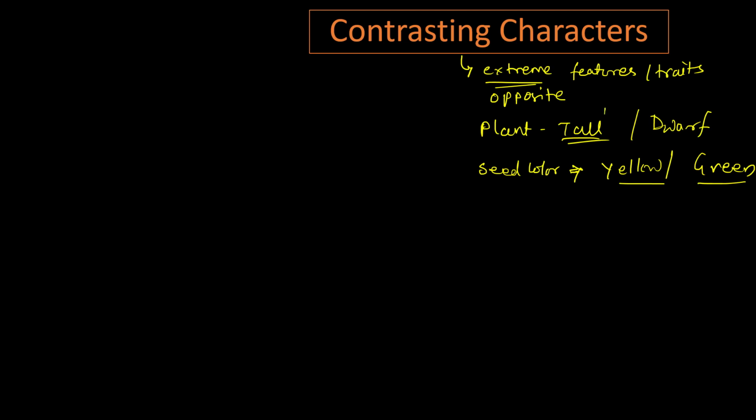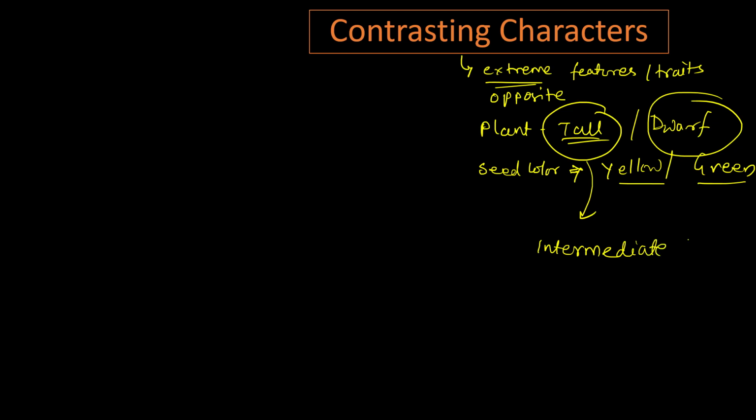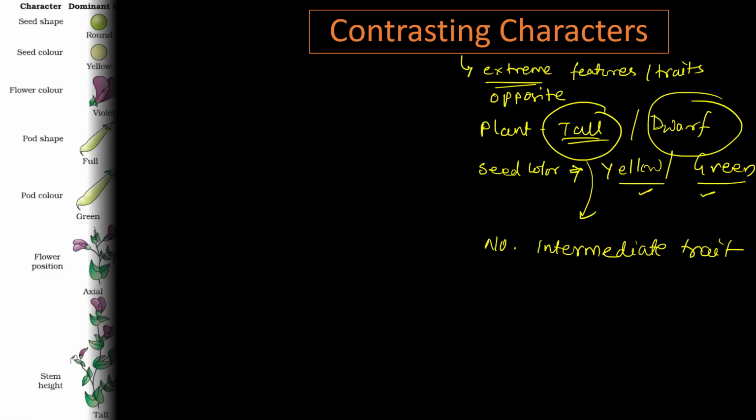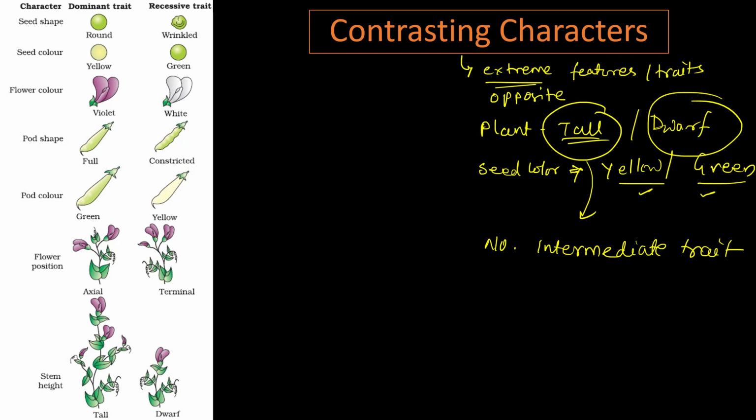For example, there was tall and there was dwarf, and there was nothing intermediate, right? So the plant can be tall or dwarf. Similarly, the plant can have yellow colored seed or green colored seed. There was no medium height plant, and no plant with seeds slightly less yellow, slightly less green or darker green; they were yellow or green. Because of that, we refer to these as contrasting traits, or contrasting characters. Now there were 7 of these, and these 7 are here as you can see.